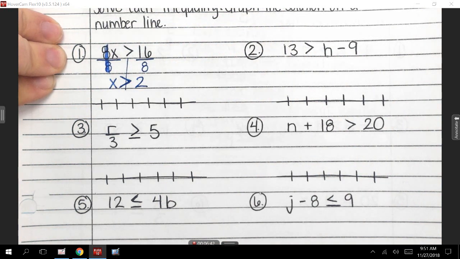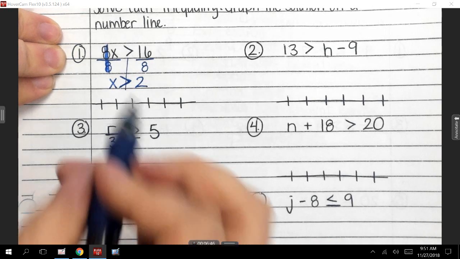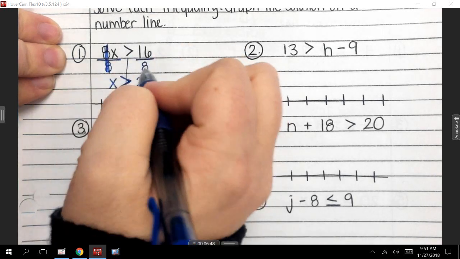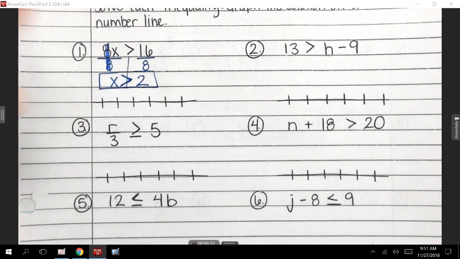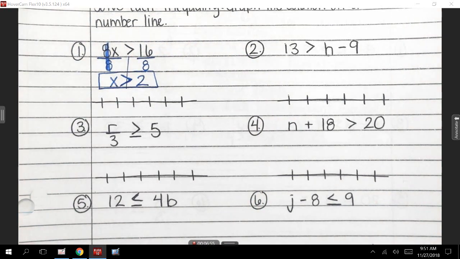Remember, when I'm graphing these or when I'm writing these, where do I want my letter? In the front. Is my letter in the front? Yeah, so guys, this is a good answer. That's my answer. That's what we want. Okay. So we solved it. We did the opposite on both sides. That's all you're doing. Now we need to graph it.